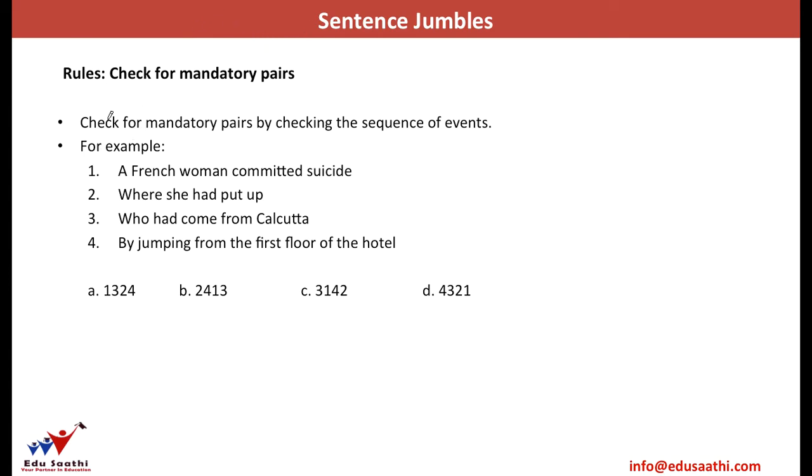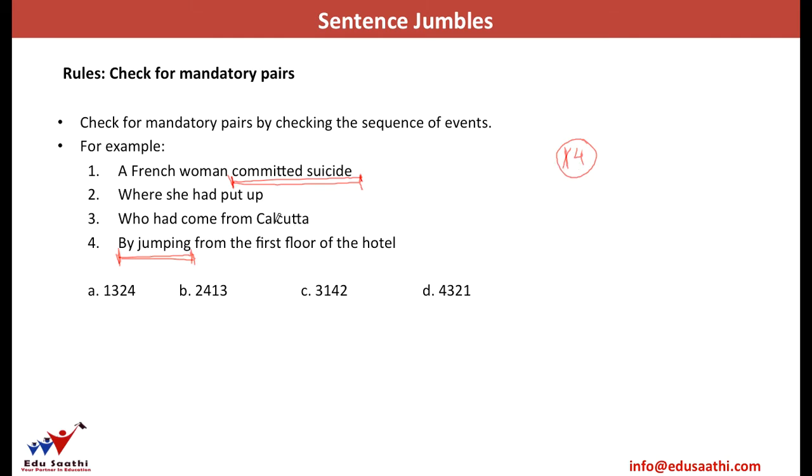Now, in the first part of the sentence, it says a woman committed suicide. And the fourth part says by jumping, right? So, suicide is committed by jumping. So, 1 has to be followed by 4. So, there is a mandatory pair here. That is, 1 should be followed by 4. Why? Because we are saying that this event is taking place after this event, right? So, 1 is justifying how the suicide was committed. It was committed by jumping. So 1 and 4 is a mandatory pair.